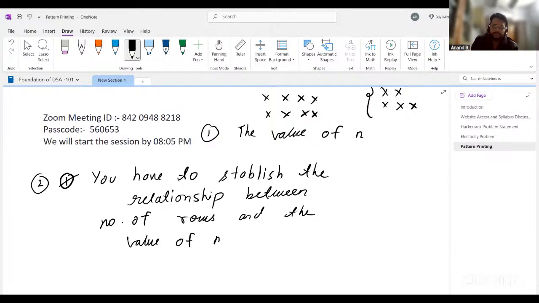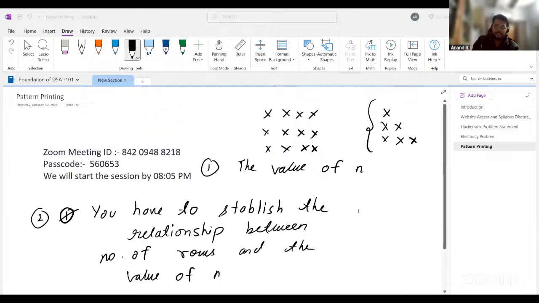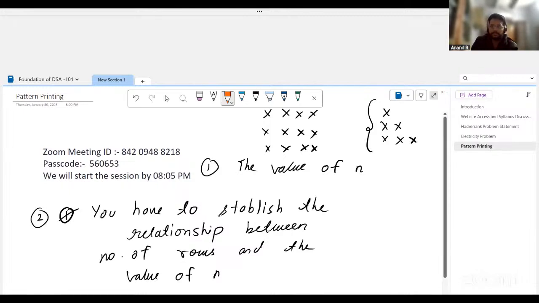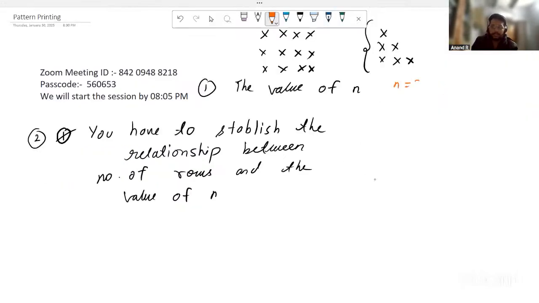So for example, let's say n is equal to 3. If n is equal to 3, you have to print something of this sort. When n is equal to 4, you have to print something of this sort. If you notice, the structure of the pattern has changed, and the number of rows has increased just by changing the value of n. Do you agree with me? So if I modify the value of n, whatever you're printing will change. That's the first point.